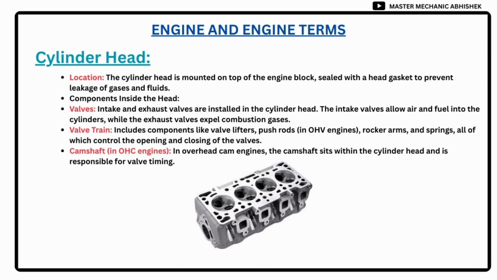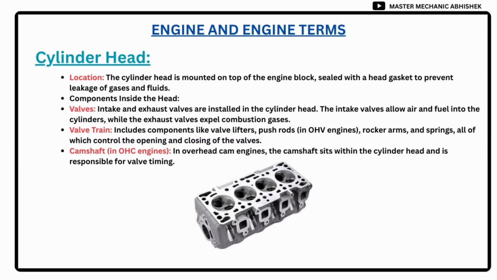Cylinder head. Location: the cylinder head is mounted on top of the engine block, sealed with a head gasket to prevent leakage of gases and fluids. Components inside the head: intake and exhaust valves are installed in the cylinder head. The intake valves allow air and fuel into the cylinders, while the exhaust valves expel combustion gases. The valve train includes components like valve lifters, push rods in OHV engines, rocker arms, and springs, all of which control the opening and closing of the valves.